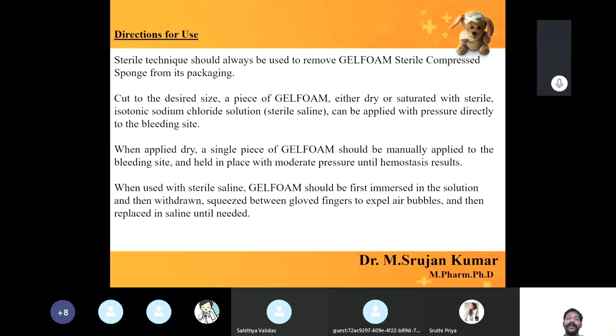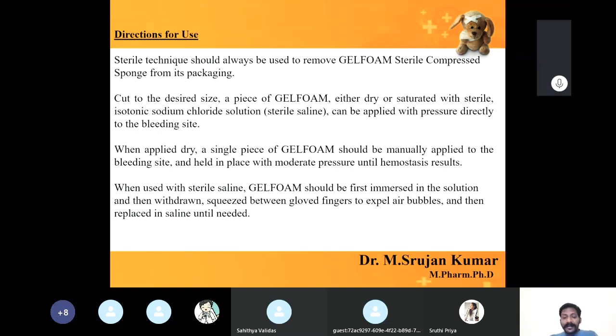or you can also use it with the sterile isotonic sodium chloride solution. You just need to saturate it. Saturation is nothing but dipping your gel foam into a sterile isotonic sodium chloride solution. Why sterile isotonic sodium chloride solution? Because this gel foam will be coming in contact with your blood.